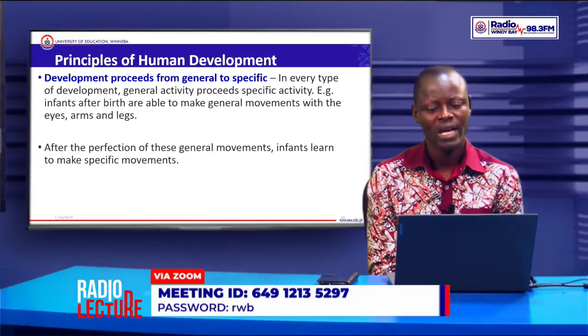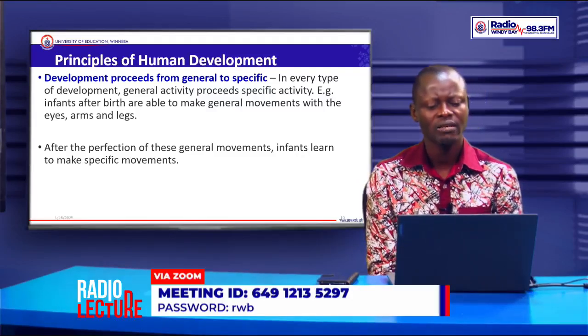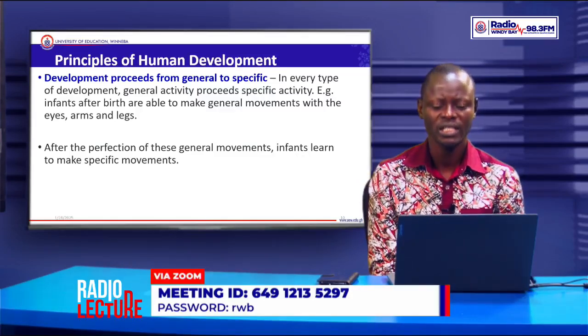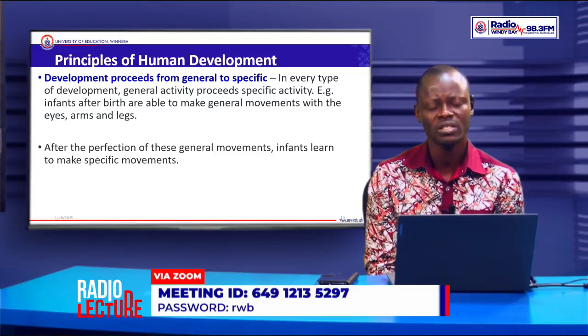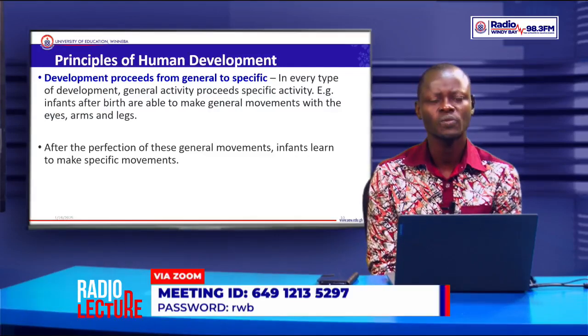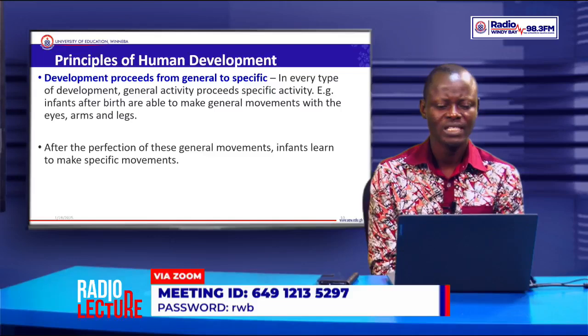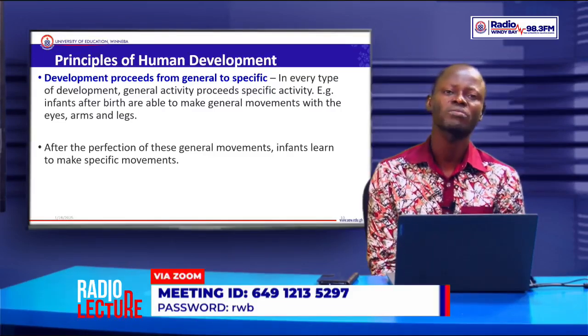The next principle is that growth proceeds from general to specific. We are referring to the fact that in every type of development, the general activities we actually engage in are very general. But then at the end of it, when we begin to refine the fine motor skills, we are able to do some specific things that we couldn't do when we were growing. So we are saying that development proceeds from general to specific.